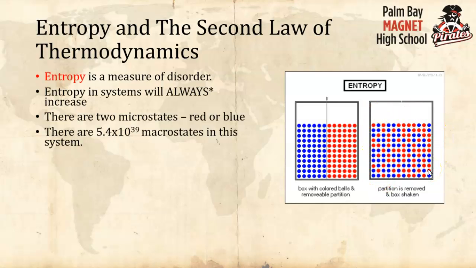It's almost like if you think of a deck of cards, and they're all in order, ace, 2, 3, 4, 5, 6, for the hearts, then the clubs, then the spades. That is a very low entropy system.